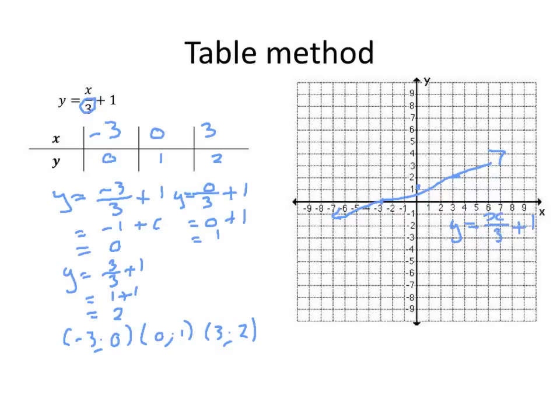So most of the time we'll use -1, 0, 1, unless there's a fraction, in which case we'll use the denominator like this one here, where we had to use -3, 0, 3. I hope that helps.